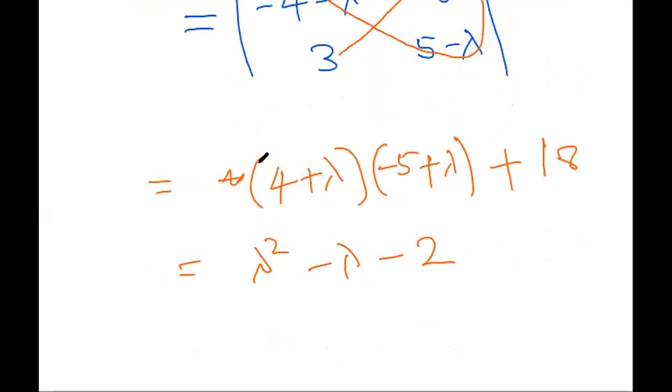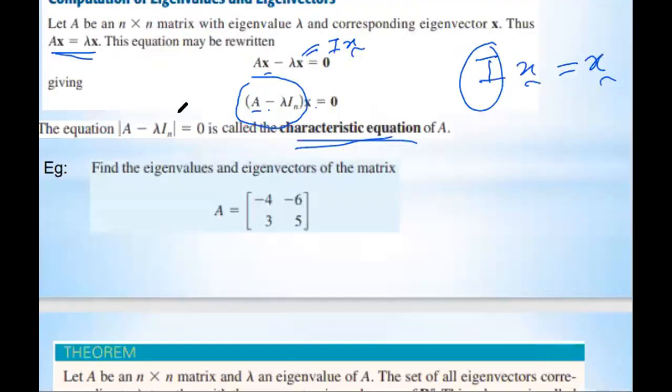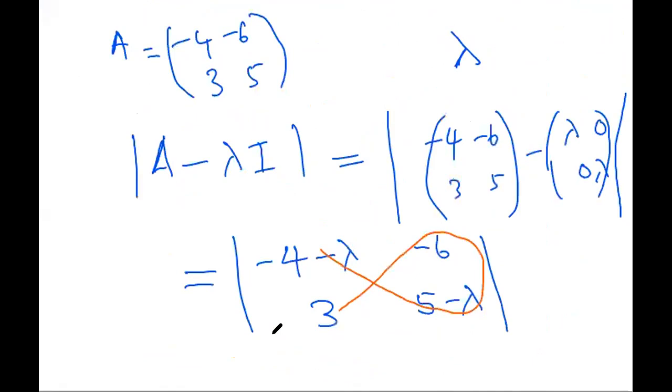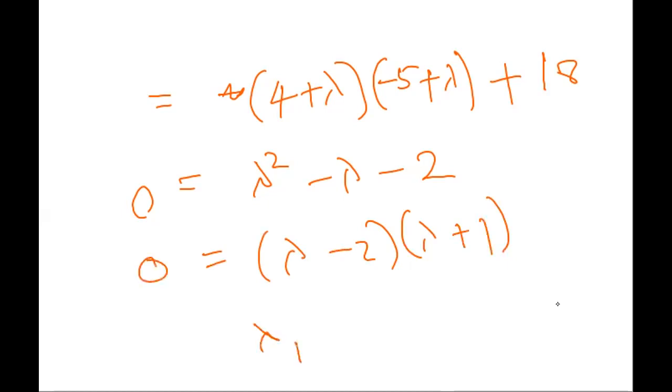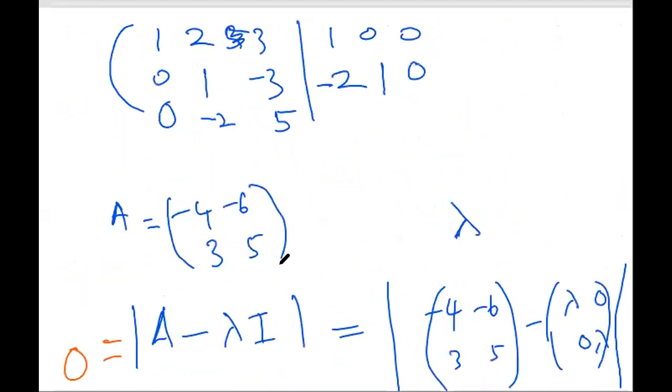This is a quadratic polynomial. Let's make this equal to 0, then you get a quadratic equation. You know how to find the roots of quadratic equations. Let's factorize this: lambda and lambda, and this is minus 2, then the other should be plus 1. These are the roots. Lambda 1 is 2, and the other one is minus 1. These are the eigenvalues of matrix A. So this is a 2 by 2 matrix.